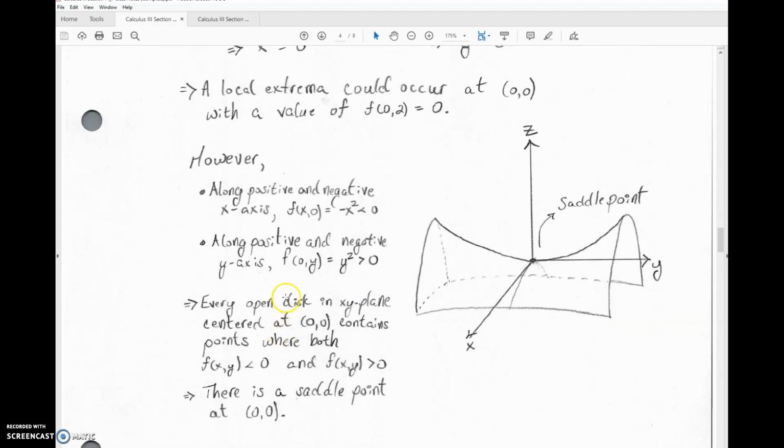And then every open disk in the xy plane centered at (0, 0), so every open disk right here, contains points where the function is less than 0 and where the function is greater than 0. So there's a saddle point at that point.